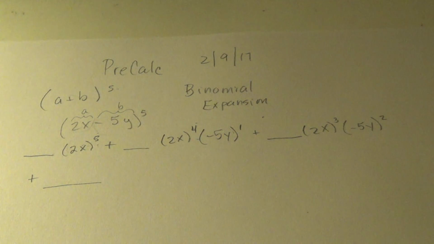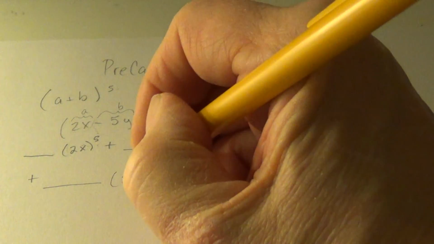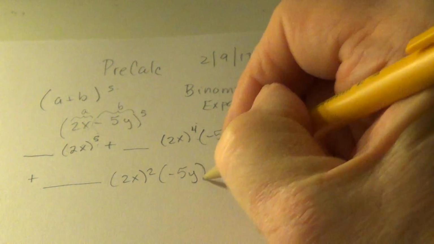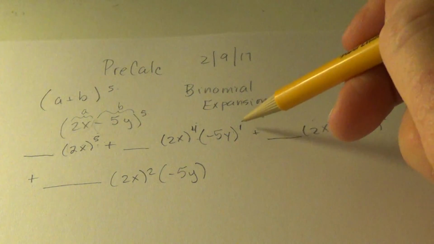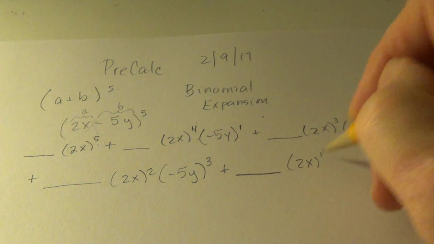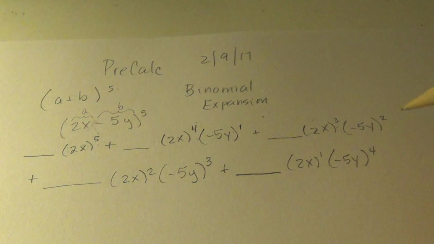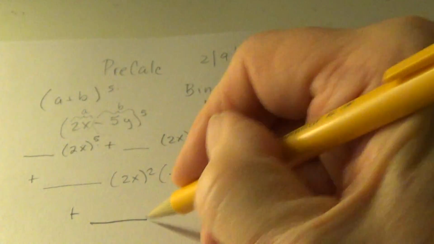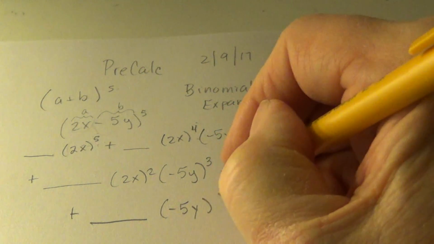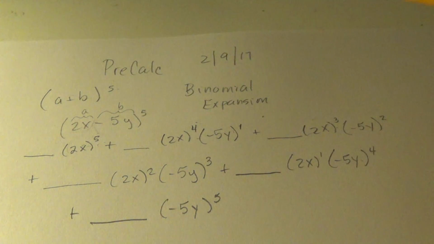Then I'll make a second row here, plus some coefficient, and the 2x is fading out. 5, 4, 3, we're down to 2, and the minus 5y is on the rise. So 2 was 0, now it's 1, 2, so we're up to 3. And following the pattern, the 2x goes down to the 1, and the negative 5y goes up to the 4. And lastly, a coefficient, and this term disappears altogether, and this term appears to the maximum in this problem. It's the fifth.